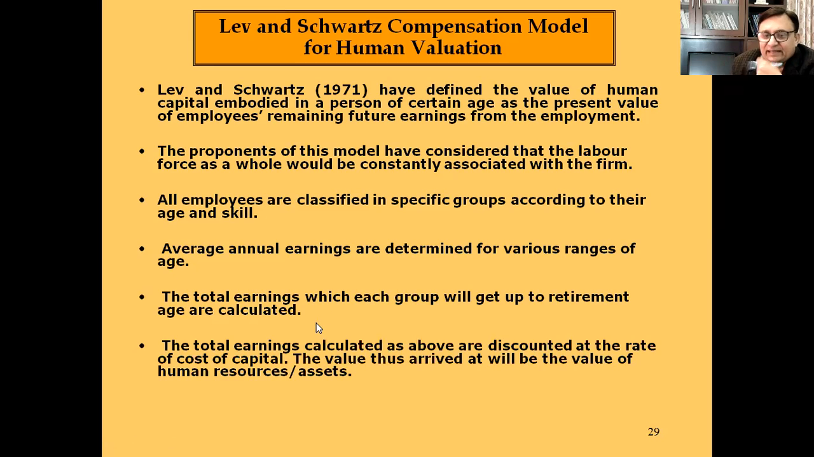So the total earning is calculated as above. For example, we have three groups: assistant professor, associate professor, and professor. We have to find out their values, in the form of earnings they are going to get from the organization in future in different years, and then we will discount at the rate of cost of capital. The value thus arrived at will be the value of the human resources.